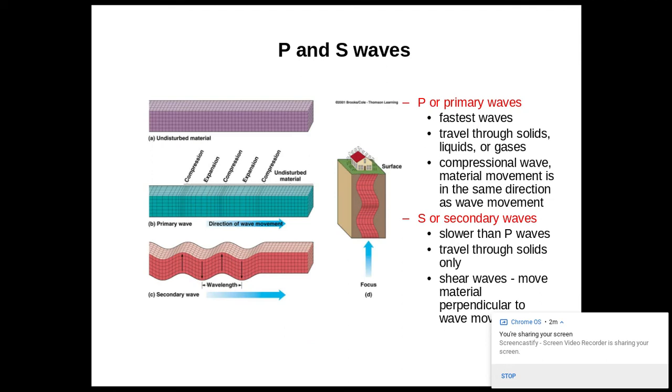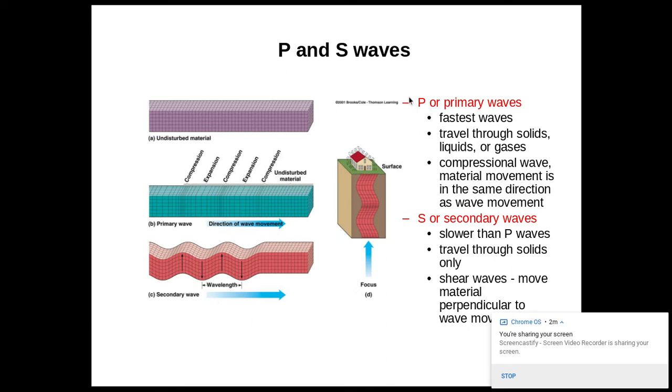All right. Now we're going to talk about the P and the S wave. Now these are very, very important. And the reason for that is these waves and their difference in speed will help us to find where the epicenter took place. Getting a little ahead of myself though.